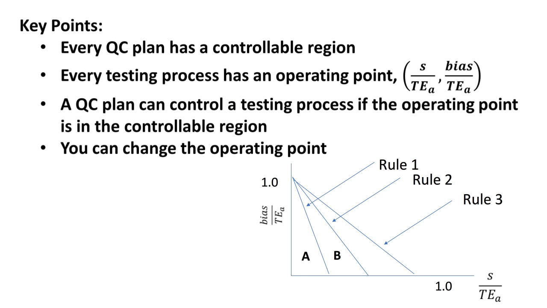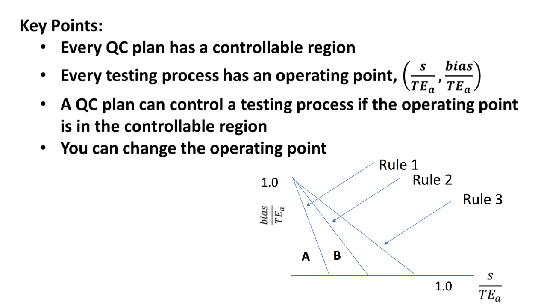So the key points are, every QC plan has a controllable region, and every testing process has an operating point based on its imprecision and bias. We can change the operating point by improving the process. A QC plan can control a testing process safely if the operating point is in the controllable region. So we have two key concepts, the operating point, which is a property of a testing process, and the controllable region, which is a property of a QC plan.